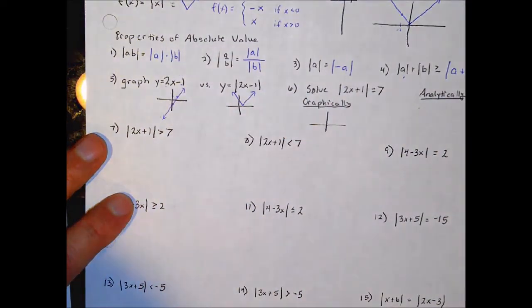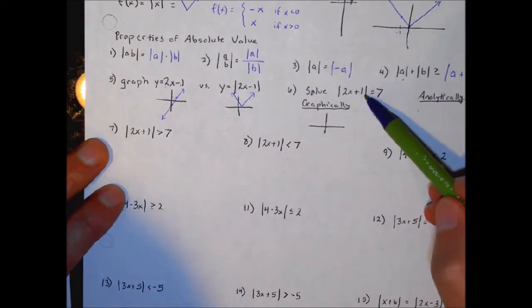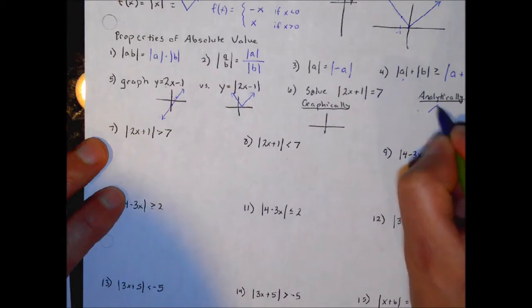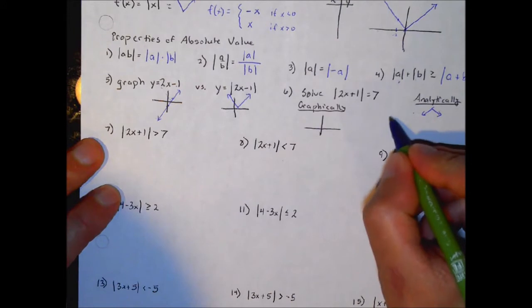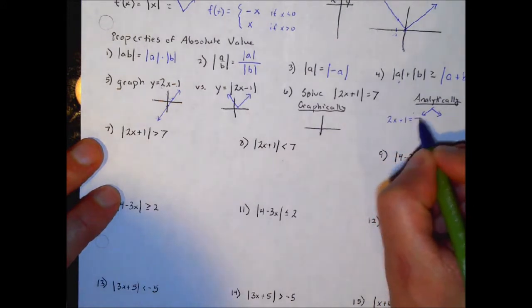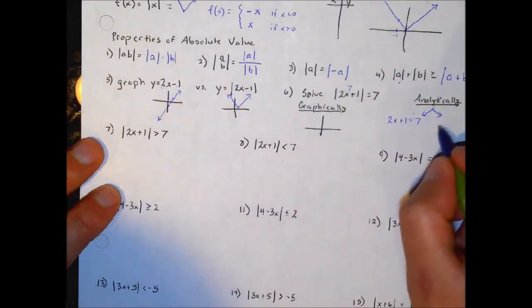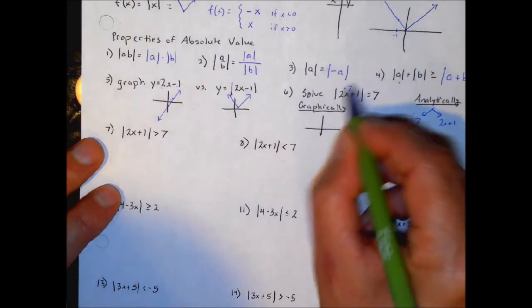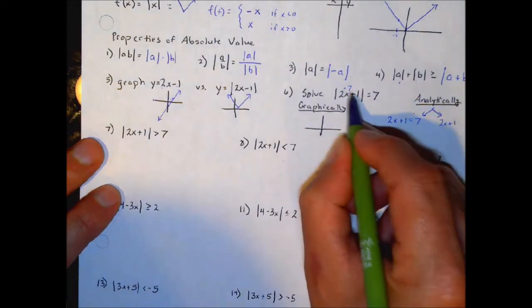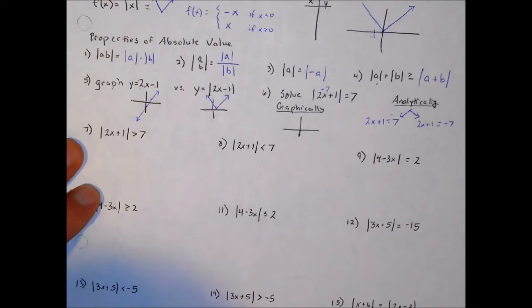Now, the rest of the time here, we're pretty much going to be solving these absolute values analytically. You know that absolute value can be either positive or negative. So when we set this up and solve, we're going to say that 2x plus 1 could equal 7, since the absolute value of 7 equals 7. Or this 2x plus 1 could come out to be negative 7, and the absolute value of negative 7 is also equal to 7. So I could also have that equal to negative 7. Then I just solve them.